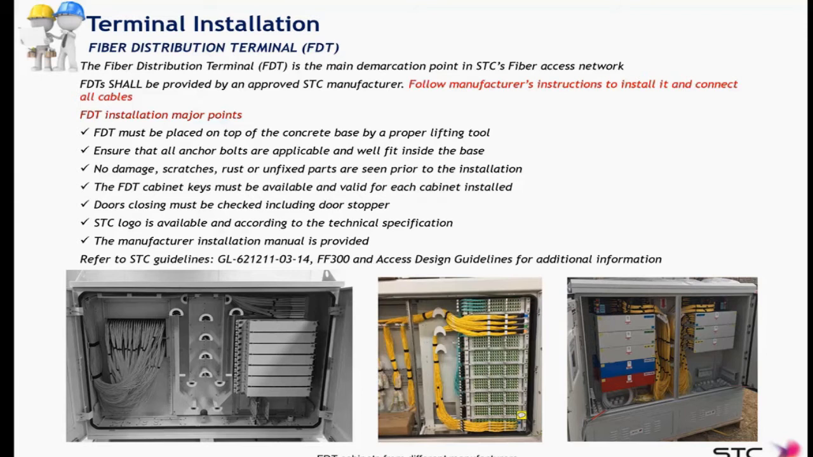Because of the multiple vendor base that we have engineered, we are using the same base with different anchor bolt positions to install different manufacturers' cabinets. So ensure that the cabinet you are installing corresponds to the settings that you have at the base with the anchor bolts. Inspect the FDT before installing it. No damage, scratches, rust, loose parts must be seen prior to the installation. If any of those are seen, you have to return the FDT and make it fixed or swap it by a new one. Check that the cabinet keys are available.